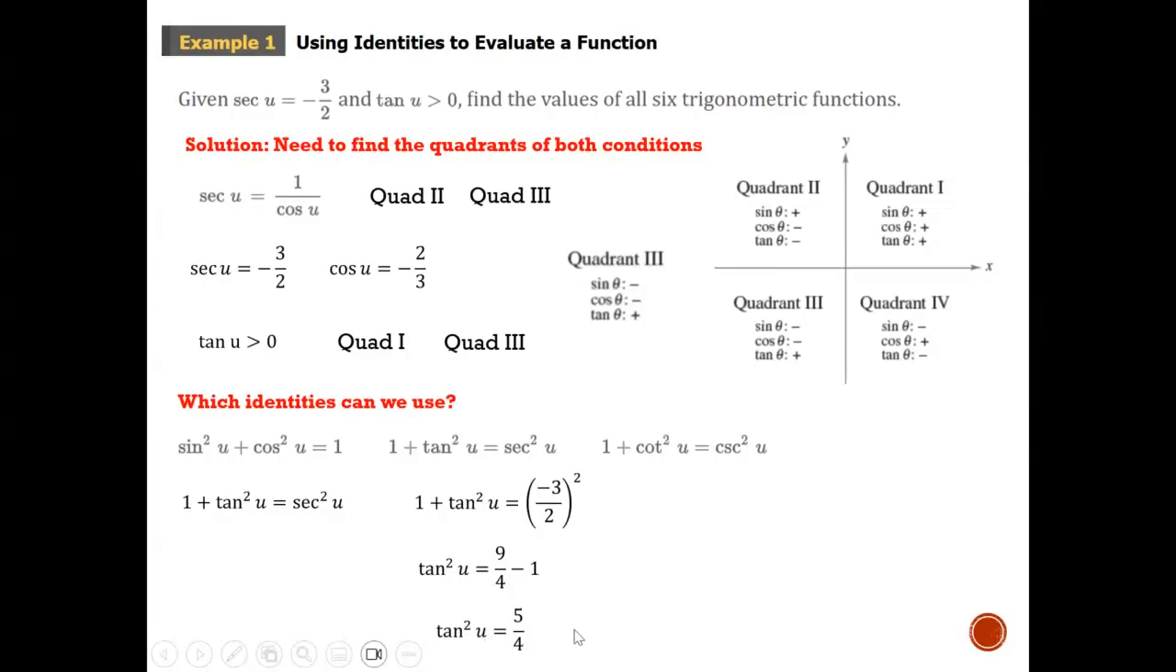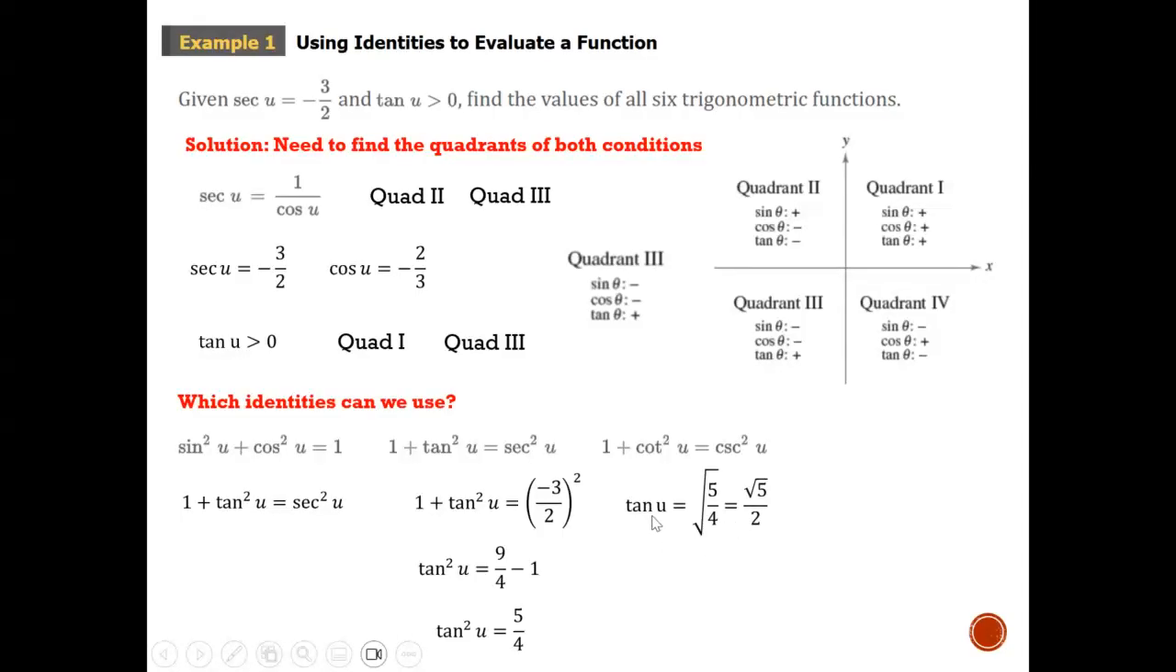Now we take the square root of both sides. So tangent of u is equal to the square root of 5 over 4, which is the same thing as square root of 5 divided by square root of 4. The square root of 4 will give us 2. So the tangent of u is equal to square root of 5 over 2.